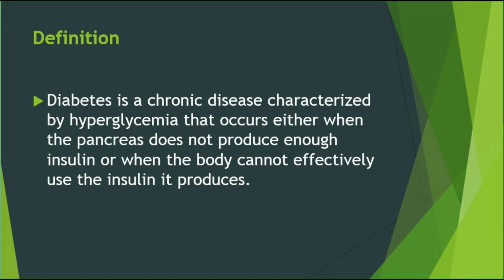Diabetes is a chronic disease characterized by hyperglycemia that occurs either when the pancreas doesn't produce enough insulin or when the body can't effectively use the insulin it produces. If we say it in a simpler form, it is a disease characterized by hyperglycemia when there is absolute or relative deficiency of insulin. Either the body doesn't produce insulin or the body cannot use the insulin it produces, and the result is inevitable hyperglycemia.